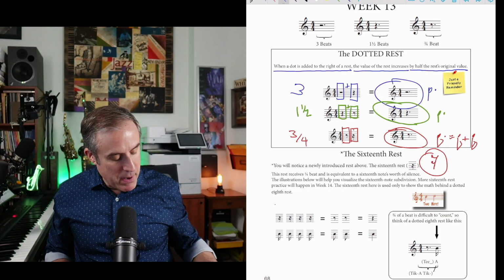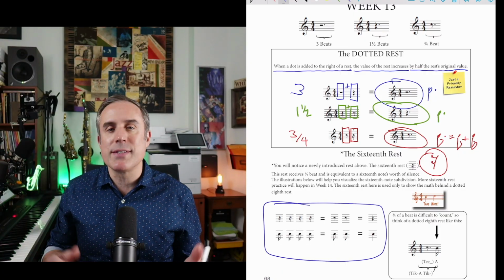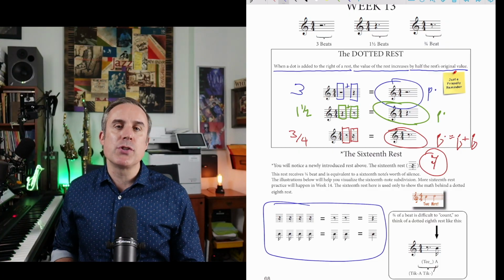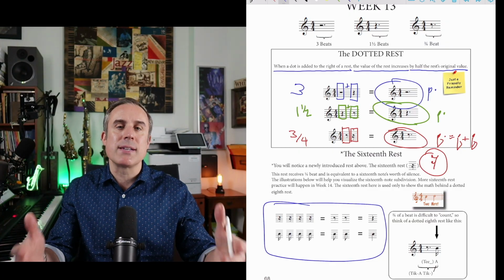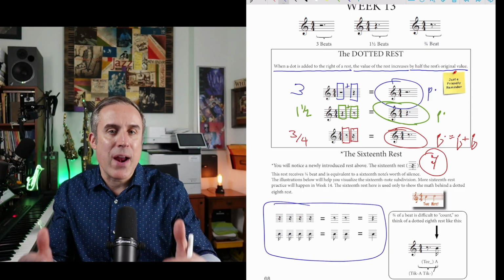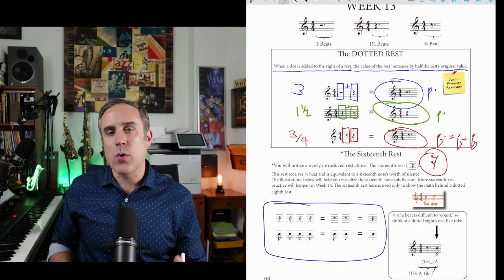And at the bottom of the page, right here, I'm going a little further in depth about our new rest, the 16th rest. As you can see, I'm showing the rest and note equivalencies here. So we have our 16th rest and our 16th note. We have our 8th rest and our 8th note, and we have our quarter rest and our quarter note.